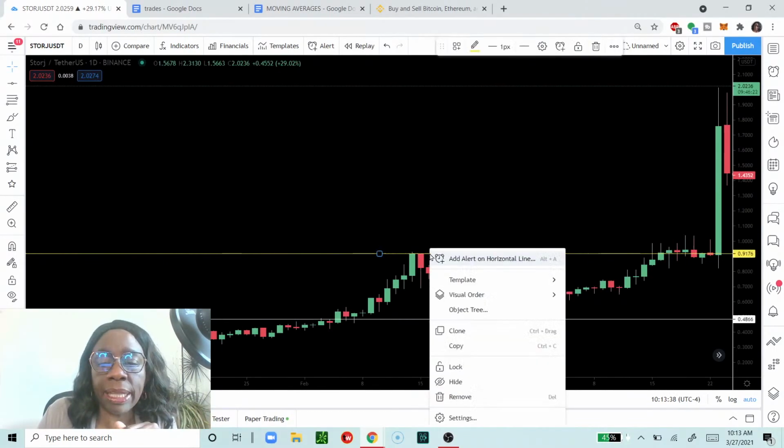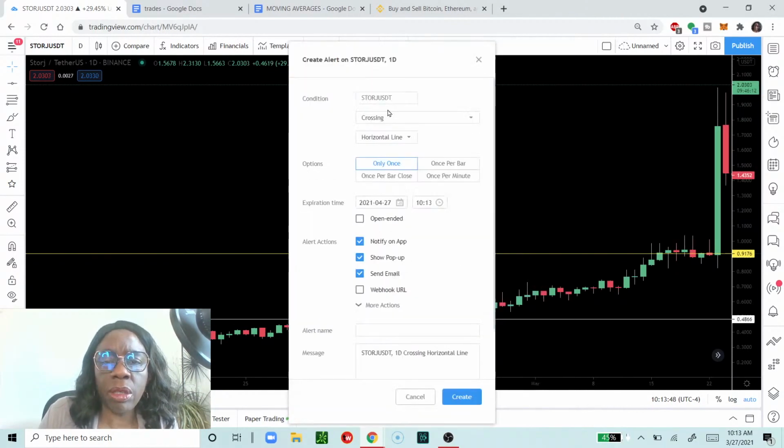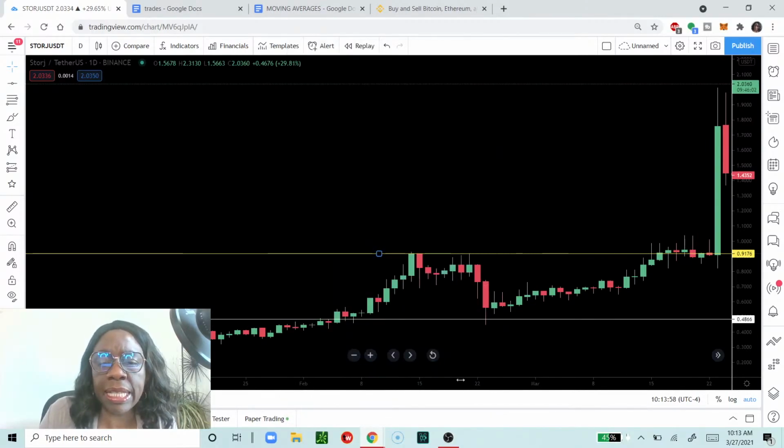I'm using TradingView, as most of you can see up there from the URL. We're going to right click on that yellow line, add alert. Set your alert the way you like it to be set. Let it email you, let it notify you. You want to be notified once every bar, whatever that is. Set it and leave it and be gone.